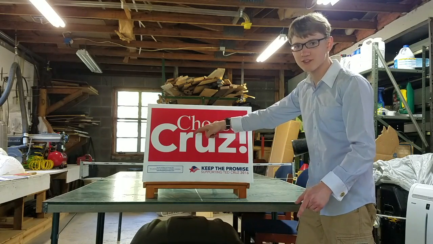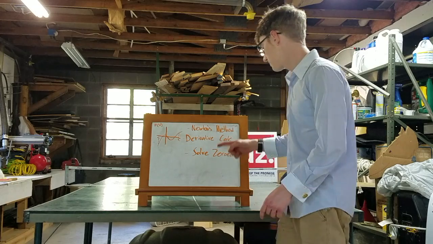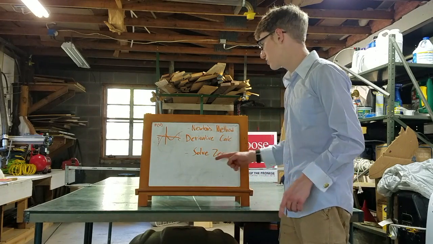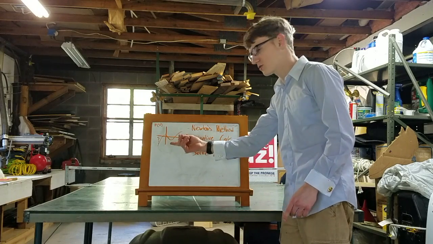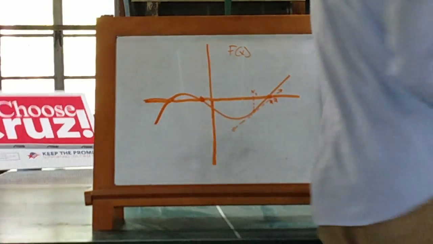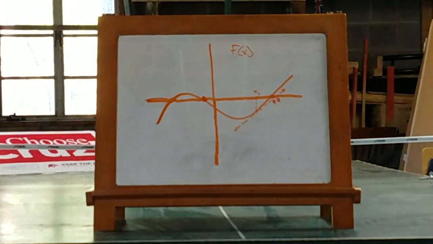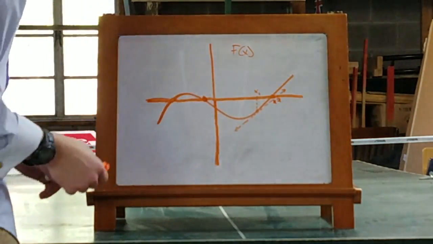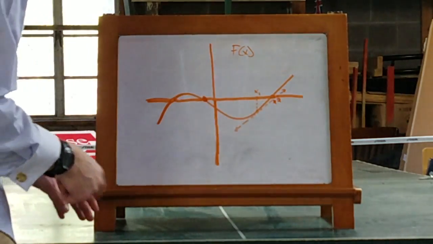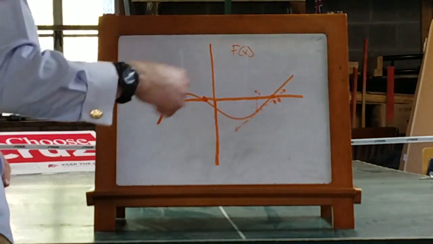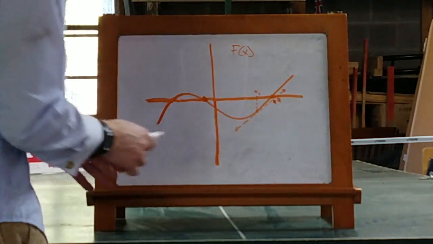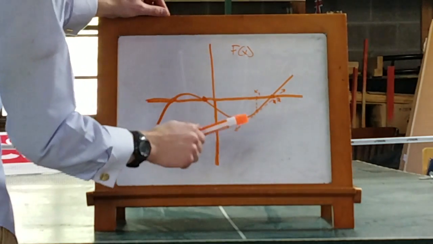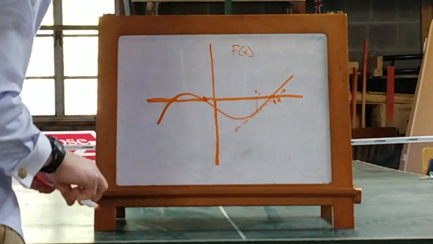Choose Cruz. Now, the point of Newton's method is to use derivative calculus to solve for the zeros in a function such as f of x, as pictured here. Now, the point of Newton's method is to find in a function f of x a point x2 where the root is. Now, we can use x1, a point close to x2, and find the derivative of f of x at x1.